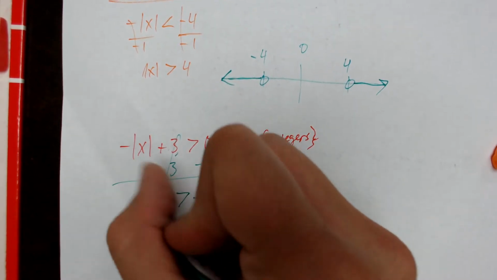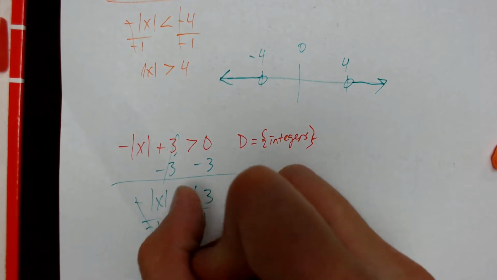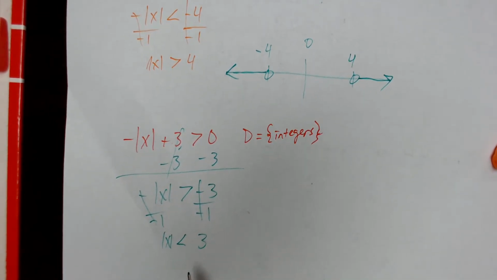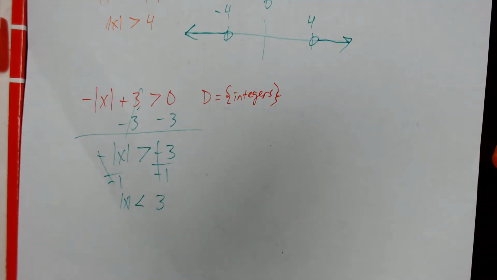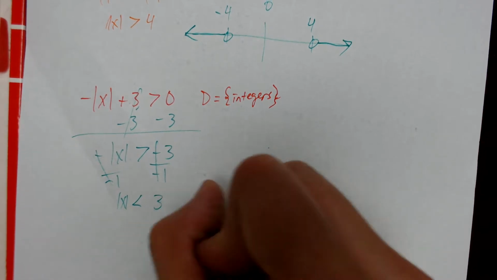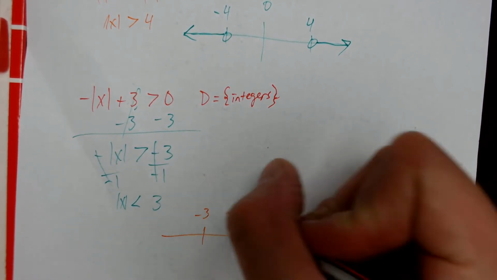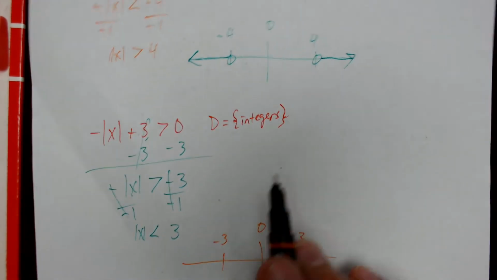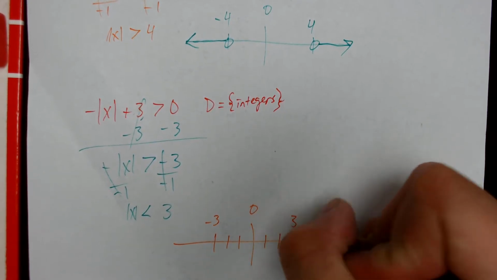Divide each side by -1. All right, since I divide by negative, the sign reverses. So now I have absolute value of x is less than +3. And since this is less than, it's a conjunction. So I'm going to draw my number line. I've got 0. I've got -3. I've got +3. And the domain is integers. So that means I need -2, -1. I need 1 and 2.